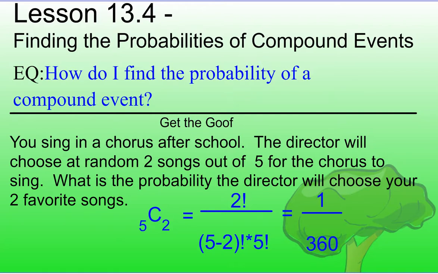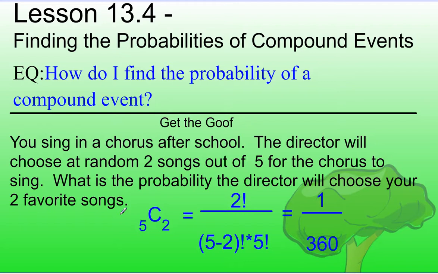Now, we have a Get the Goof down below, and it says, you sing in a chorus after school. The director will choose 2 songs at random out of 5 for the chorus to sing. What is the probability the director will choose your 2 favorite songs?